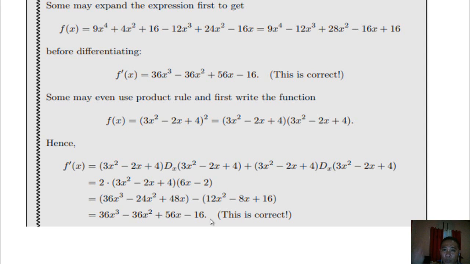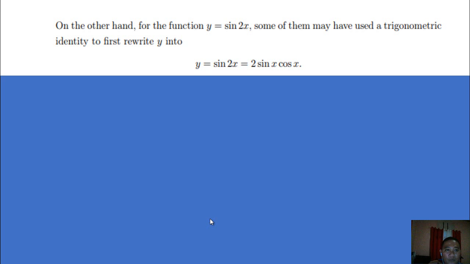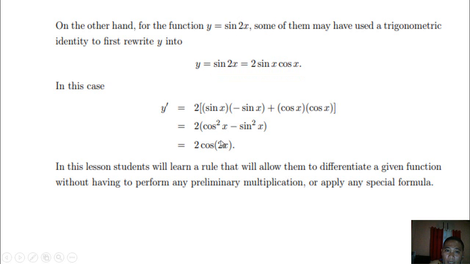If it has an exponent, use the power rule. What if it is sine 2x? We know that the derivative of sine 2x is cosine 2x. Therefore, we still need to take the derivative of what is inside, the 2x. That means, that is 2 times cosine 2x.